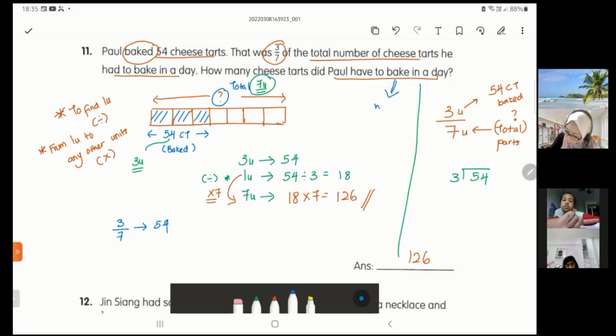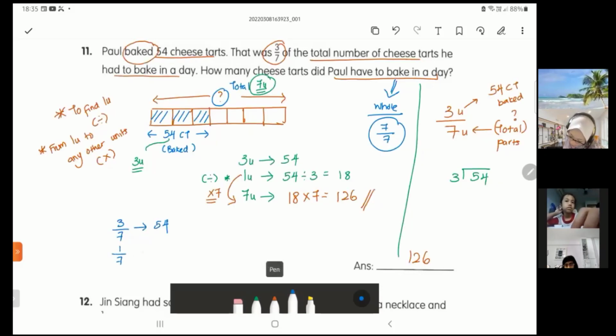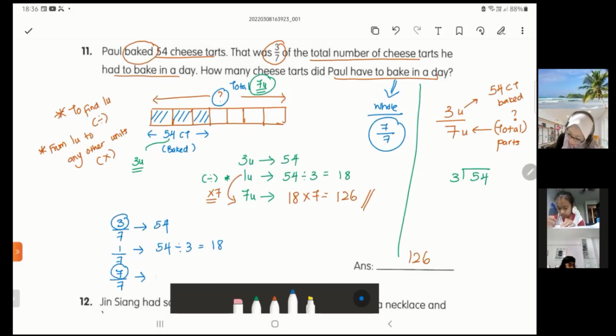Whole means 7/7. This is what I want to find. Before I can find 7/7, I need to find 1/7, which is 54 divided by 3. Again, the same step, right? 18. Just look at the numerator. Then 7/7 is, look at the numerator, 18 times 7.